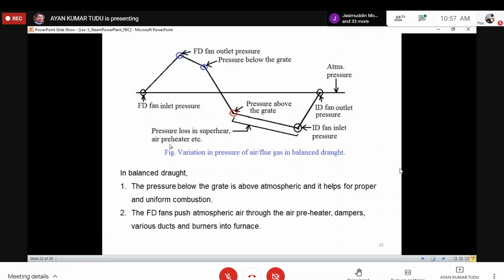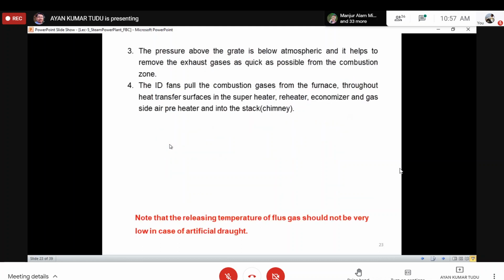Okay, then the FD fans push the atmospheric air through the air preheater, dampers, various ducts and burners into the furnace. The pressure above the grate is below atmospheric, and it helps to remove the exhaust gases as quickly as possible from the combustion zone. The ID fans push the combustion gases from the furnace through the heat transfer surfaces in the superheater, reheater, economizer and gas side air preheater, and lastly into the chimney.